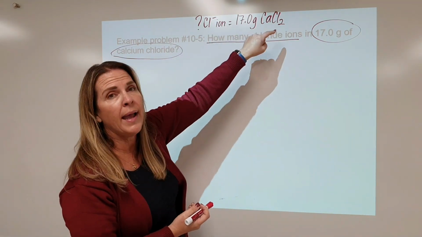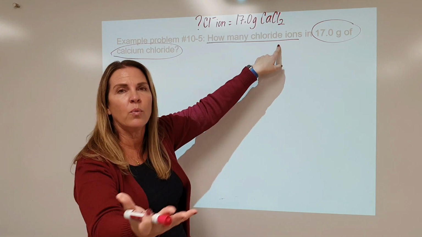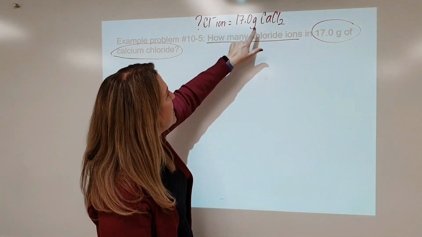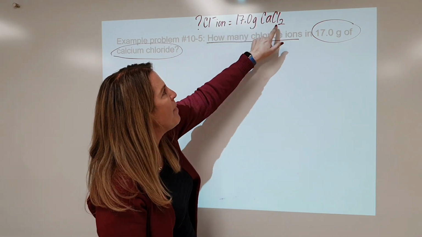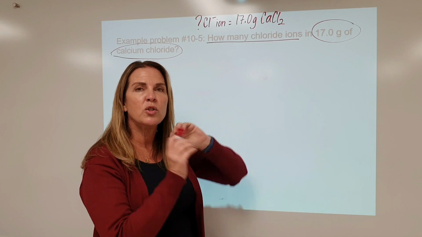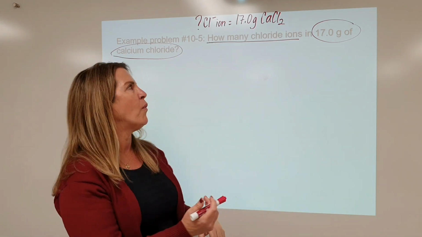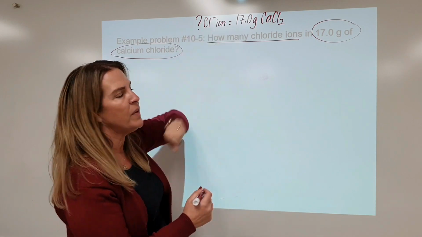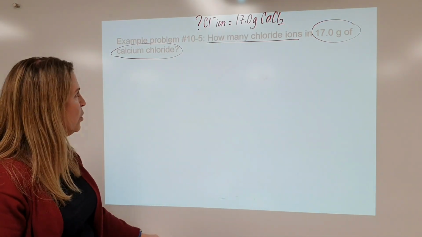Is there chloride in calcium chloride? Well, the obvious answer, yes, there is. So in this 17 grams, is some of that mass just chloride ion? Of course, the answer is yes. So that's what we're trying to solve. We have to figure out, of that 17 grams, how much of it is chloride.